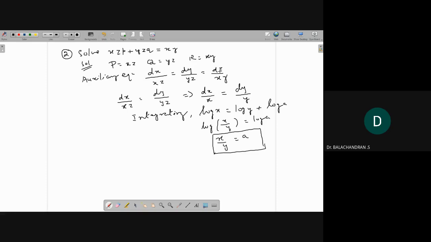Suppose we have dz by y square instead of xy. If we have y square, you can cancel y and y. Remaining here we have y, so you can cross multiply: y dy equal to z dz. Then you can easily integrate. Similarly, the first and the third.